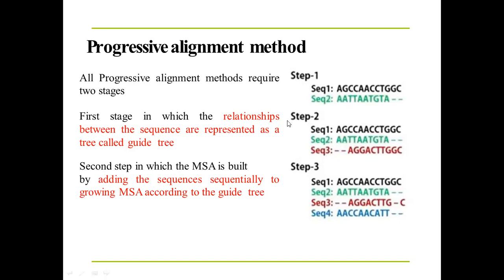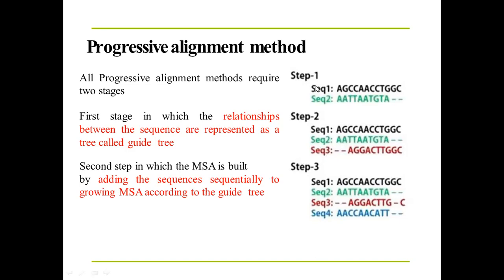Here we can see step one. We have sequence one, then sequence two, and there is a G with the A, however there is no similarity. In the first step, we just generate a tree known as a guide tree that will guide us for the result. In the second step, we add the sequences sequentially to the growing multiple sequence alignment according to that guide tree.